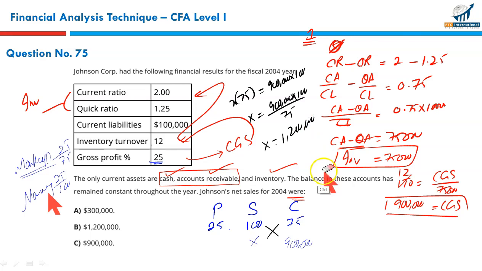What if the question said that it's a markup percentage, 25%? When you say markup, it means your profit is 25, but this time the base is cost. Profit is 25 based upon cost. If profit is 25, cost is 100, selling price will have to be 125. In this case, if you need to find sales, things are now different.